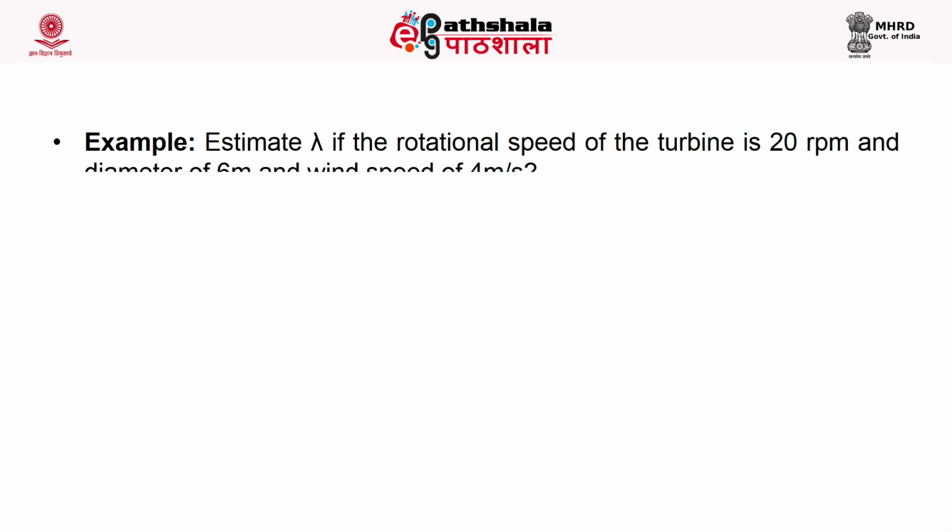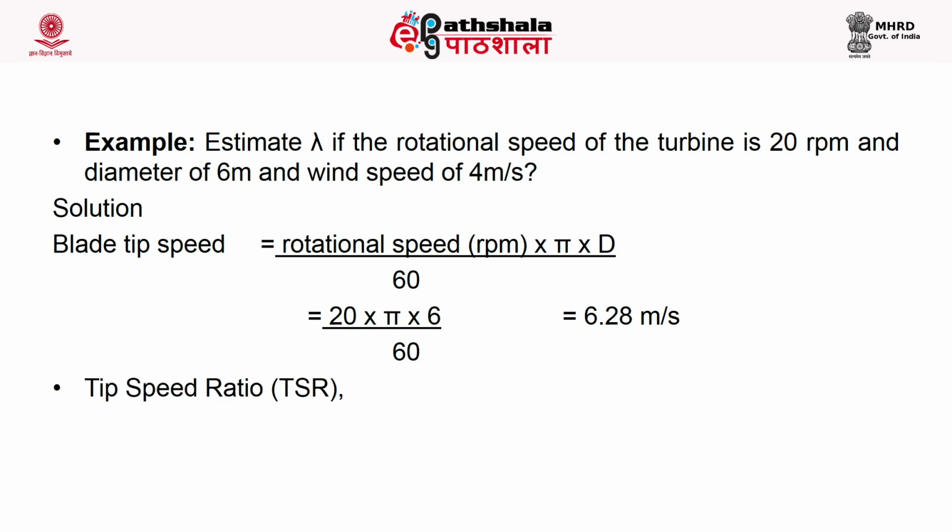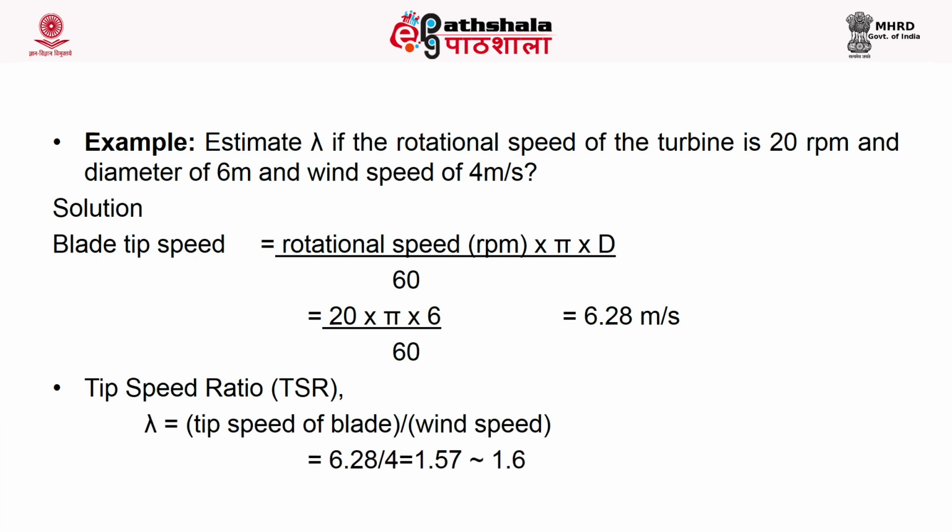Estimate the tip speed ratio if the rotational speed of the turbine is 20 rpm, the diameter is 6 meters, and the wind speed is 4 meters per second. Blade tip speed is equal to rotational speed times pi times D divided by 60. So, you will get 6.28 meters per second. Tip speed ratio is the tip speed of the blade we have already calculated, divided by the wind speed, which is given as 4. So, we will get around 1.6 as the tip speed ratio.